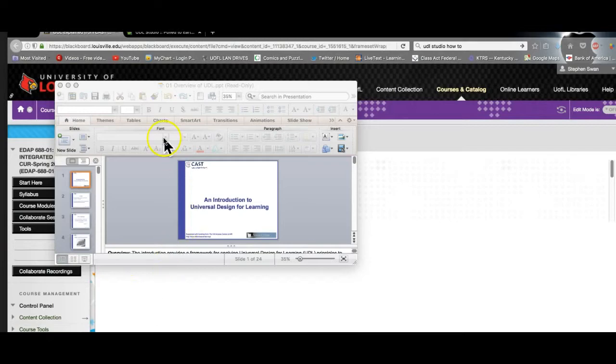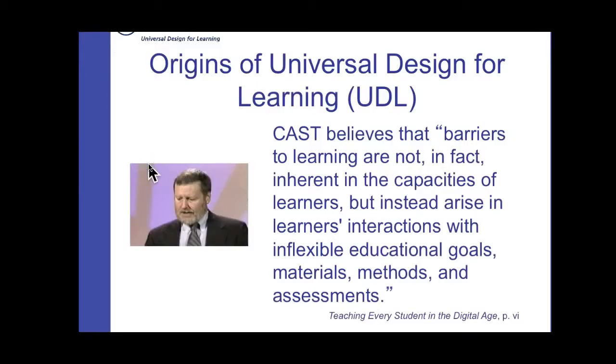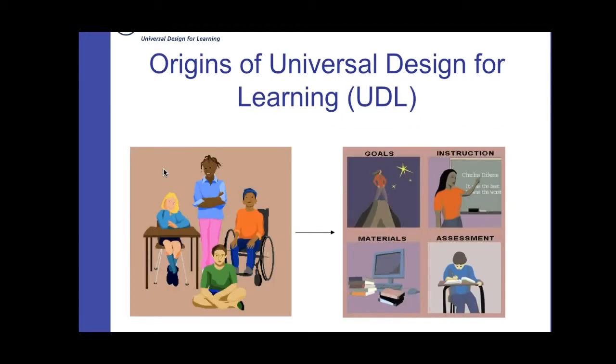So let me share with you this PowerPoint from the good folks at CAST. This is Dr. David Rose, who is basically the brainchild behind Universal Design for Learning. And I just love this quote from his book that says that barriers to learning are not in fact inherent in the capacities of students, but instead arise in learners' interactions with inflexible educational goals, materials, methods, and assessment. And when we look at the multiple types of students we have in our classrooms, this really starts to make sense.